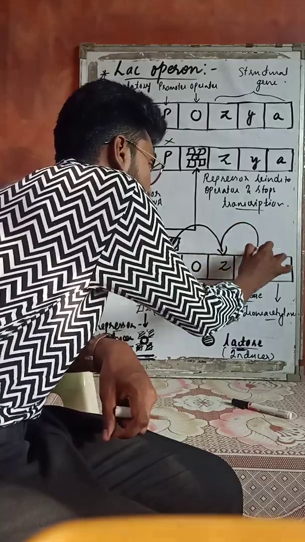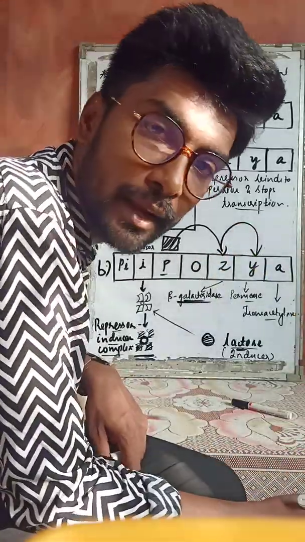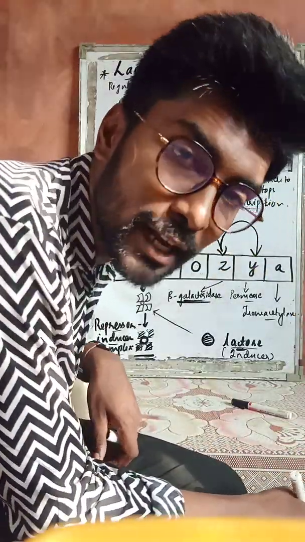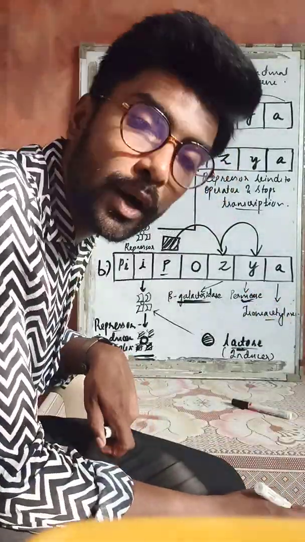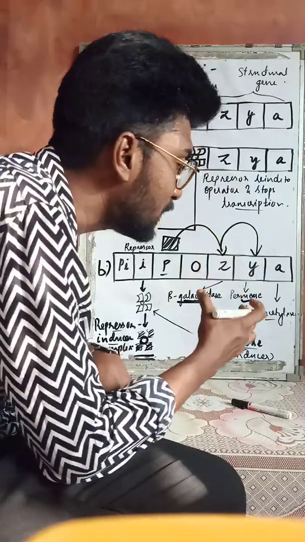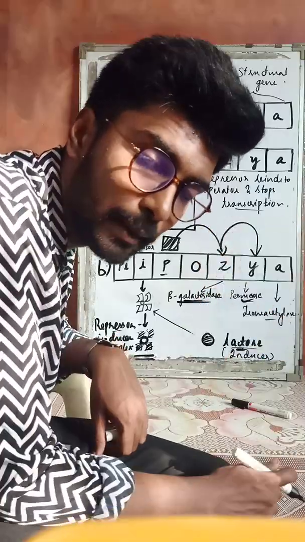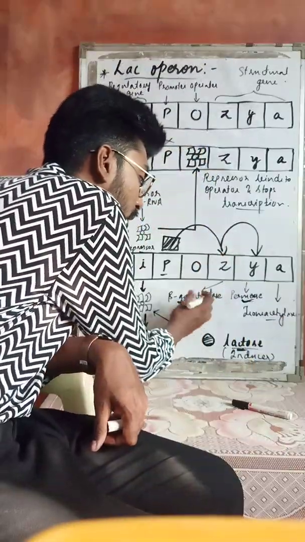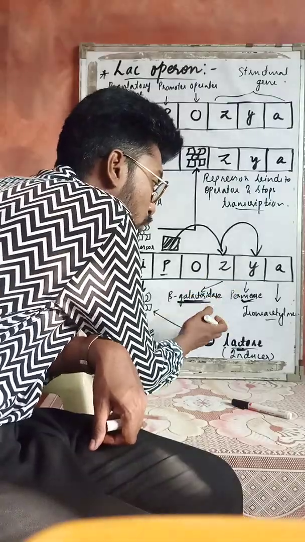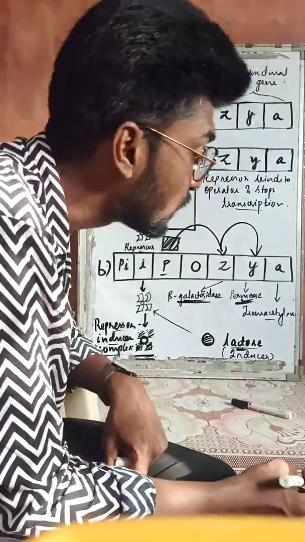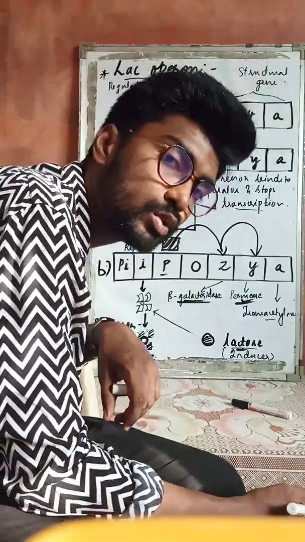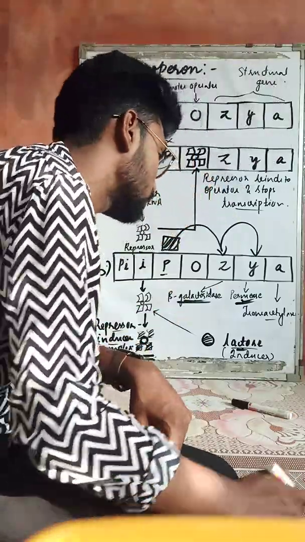Now, from the Z gene, the RNA polymerase enzyme will go and encounter the Y gene. The Y gene produces the enzyme called permease. What is the function of permease? Permease will carry the lactose to the cell. Whatever lactose has been formed will be carried forward with the help of the enzyme permease to the cell. That's why permease is called the lactose carrier, as it transports the lactose to the cell.